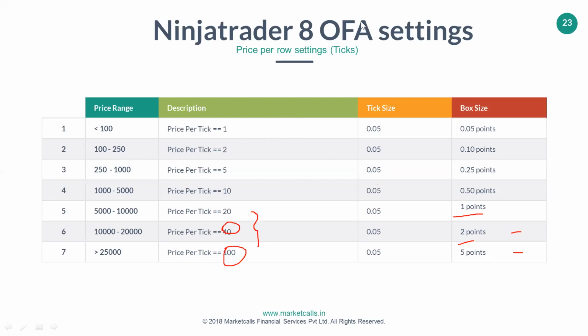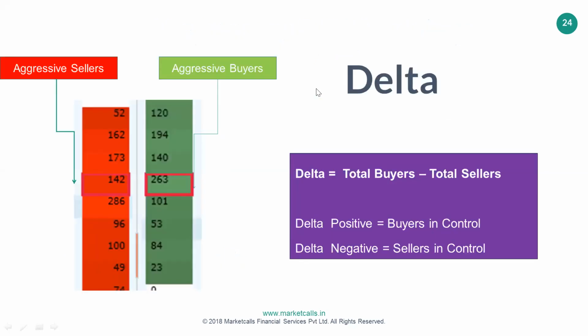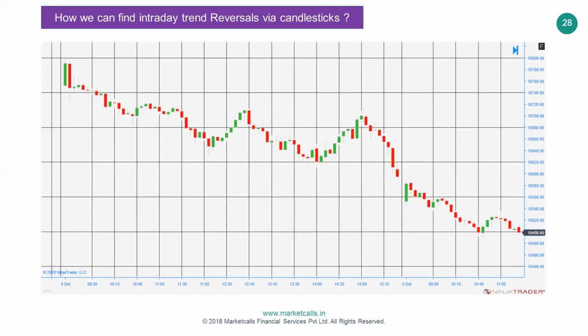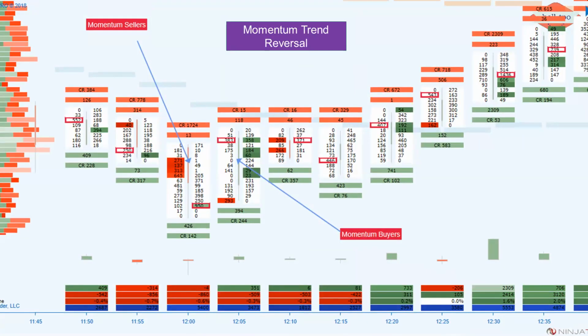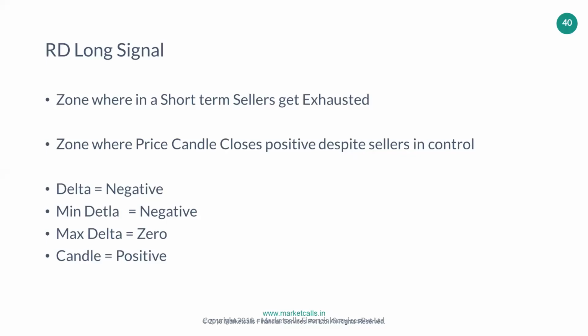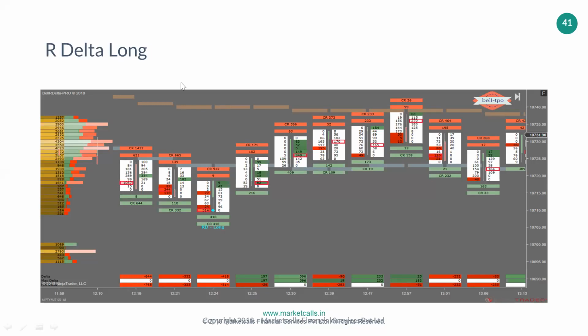Right now, let's talk about the R delta long and R delta short, which is also one of my favorite setups for identifying a momentum reversal. When you're playing R delta long or R delta short, let me go to that zone. An R delta long is a zone where the sellers are getting exhausted. While watching the charts, you'll get an R delta long alert over here. This alert is generated on the close of the candle.